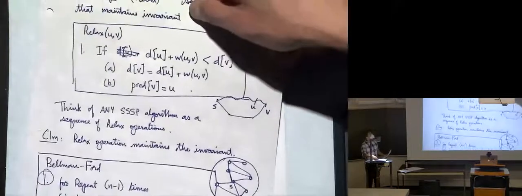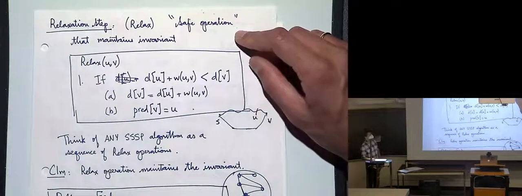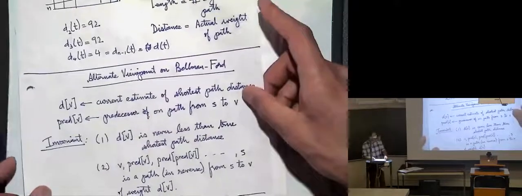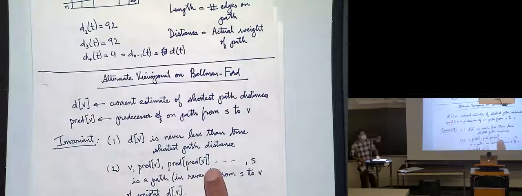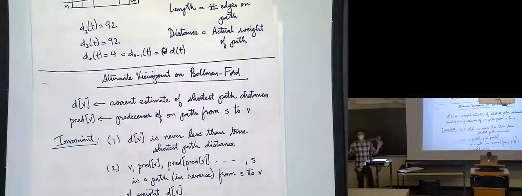And of course, what we also said is that Bellman-Ford has a different perspective, through what we call the relaxation step. The relaxation operation is a kind of safe operation. It maintains an invariant, which is that you maintain an estimate of the true distance which is never less than the shortest path distance. So you're maintaining this upper bound, and you keep trying to bring it down. And you maintain predecessors so that the predecessors give you a path with that distance. And you keep trying to improve it.